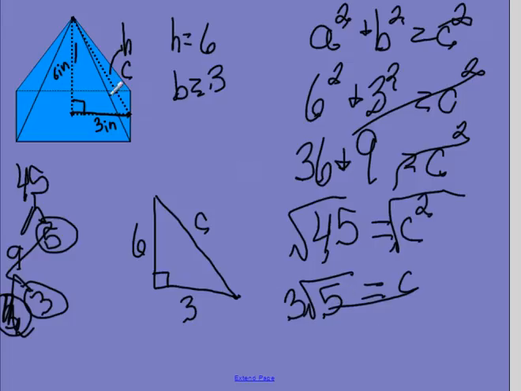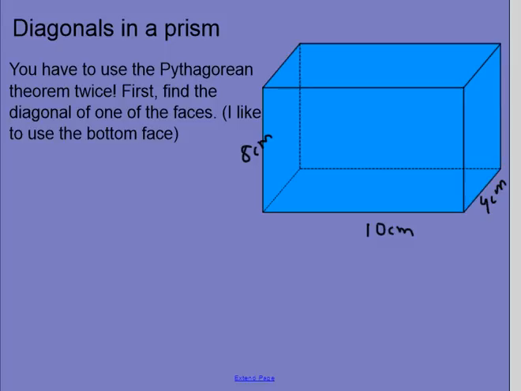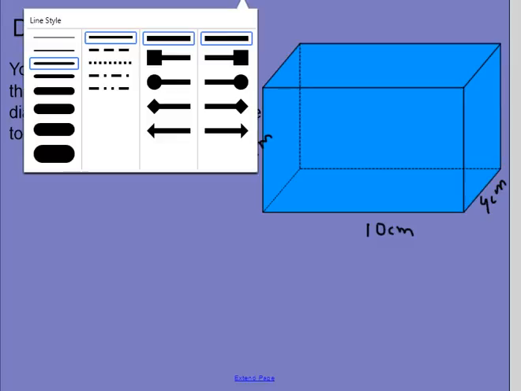That would be an approximation for the length of that in inches. All right, so now let's talk about diagonals in a prism. This is a little bit trickier.